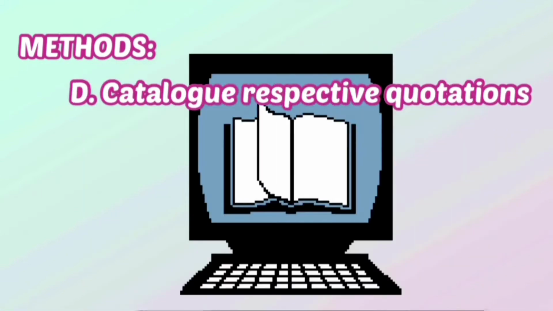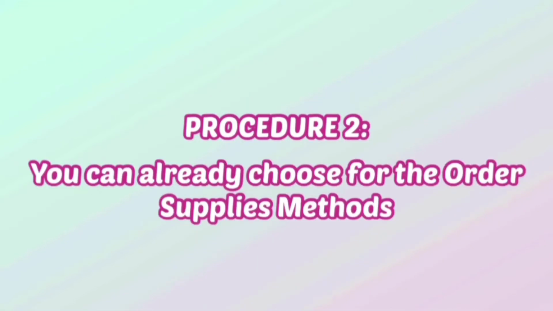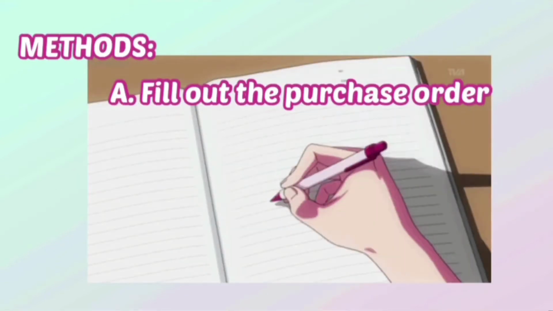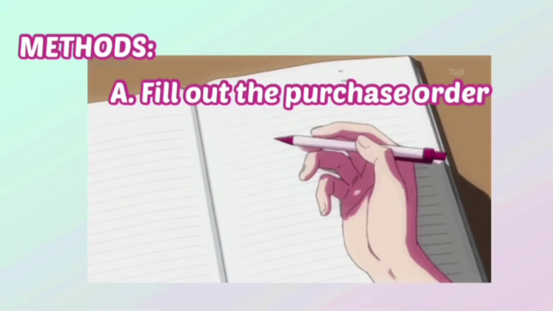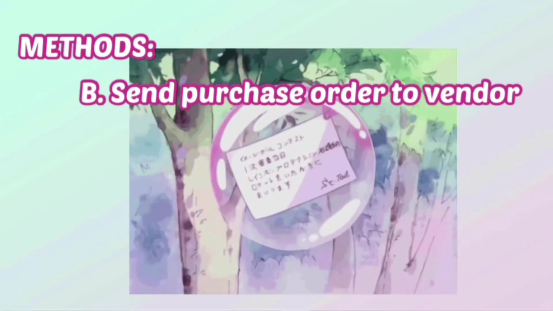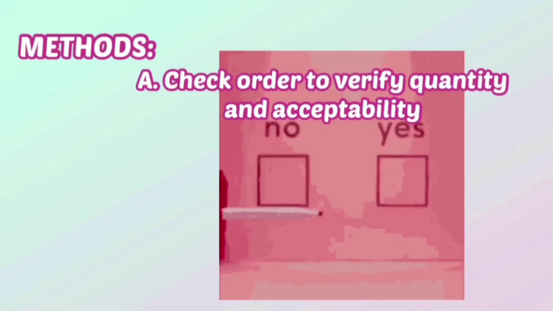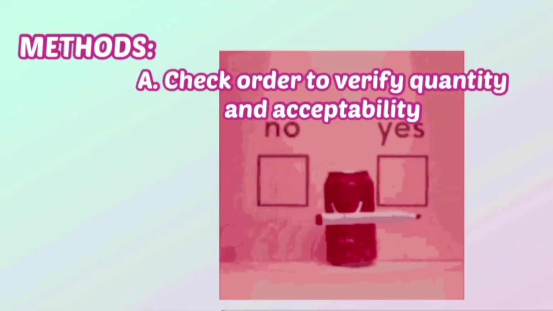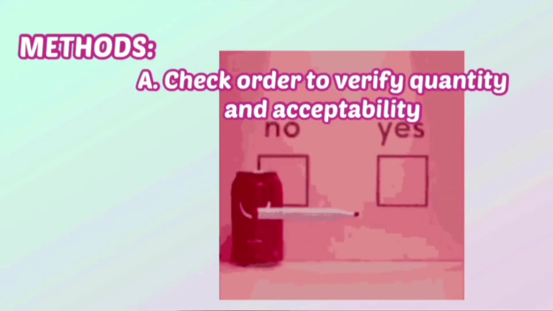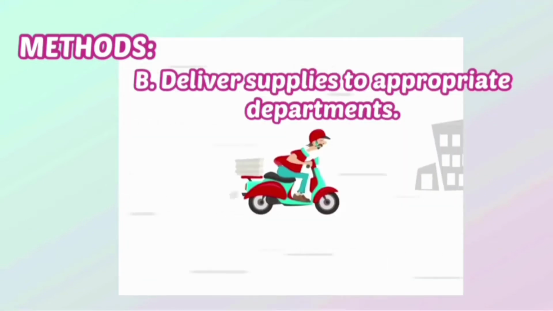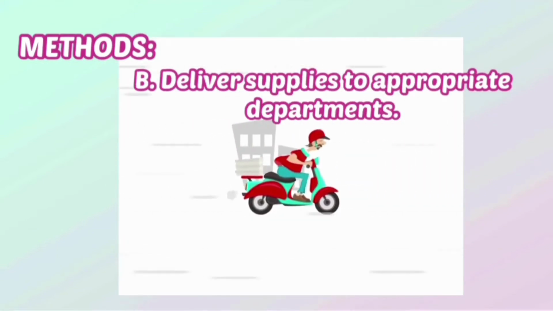D. Catalog respective quotations. In the second procedure, you can already order supplies. Methods: A. Fill out purchase order. B. Send purchase order to vendor. Lastly, receive supplies. Methods: A. Check order to verify quantity and acceptability. B. Deliver supplies to appropriate departments.